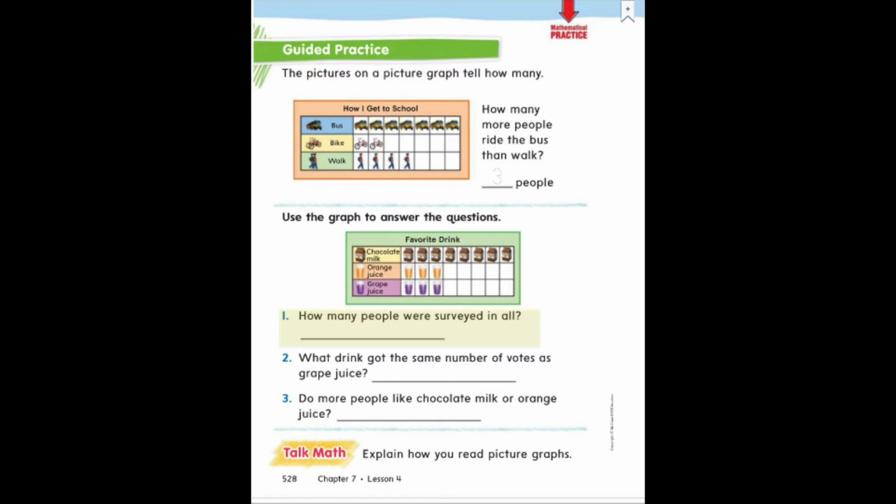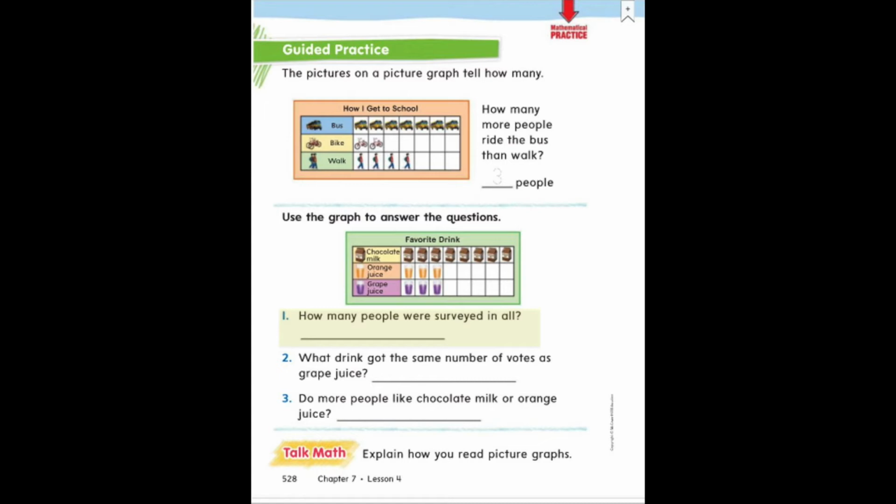There is a picture in the first box for each of those, and in the second box for each of those, and in the third and fourth boxes for each of those options. Now there are no more walkers, but there are still 3 more bus pictures. That tells you that 3 more people ride the bus.